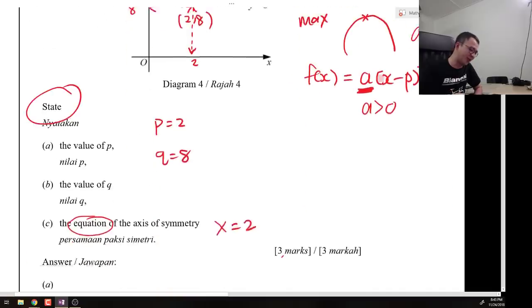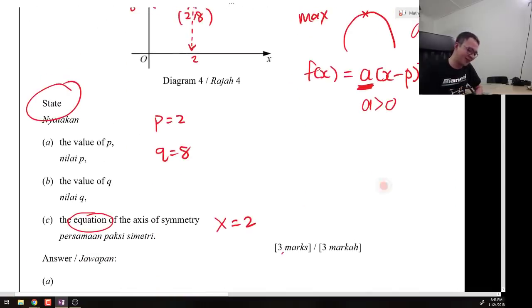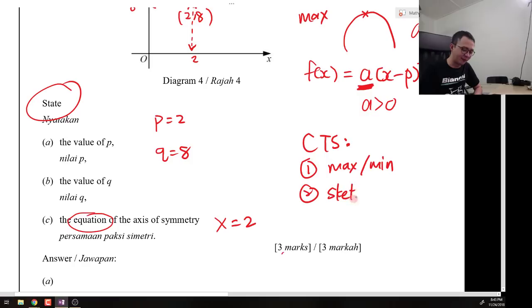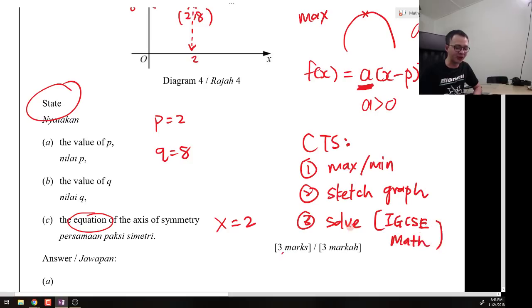Okay, what is completing the square for? Completing the square is for a few purposes. One is to find the maximum and minimum point. Second, to help you sketch a graph. Of course, third is to solve the equation, but this one is normally in IGCSE math only. In SPM, they seldom ask you to use completing the square to do that.